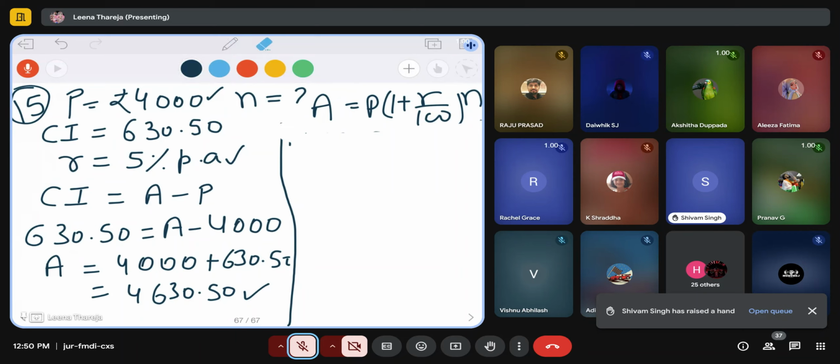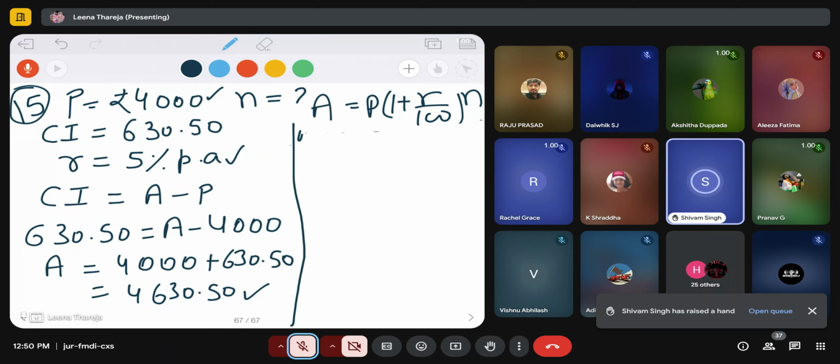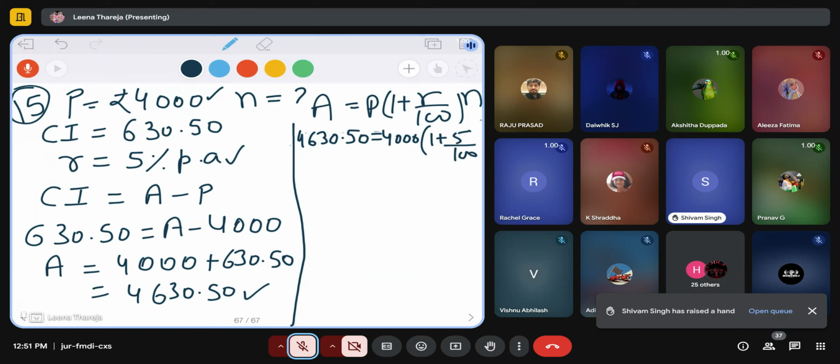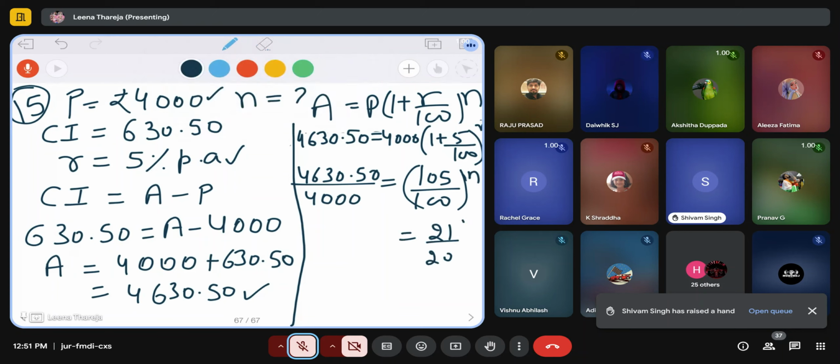Maximum they won't give you more than cubes, maximum 3 only they take. Now, when we cancel it out by 5, we get 9261 by 8000, which is 21 whole cube. That is equal to 4,000 into 1 plus 5 by 100 raised to power n. Here 4630.5 divided by 4,000 I can take down, and 105 by 100 will be 21 by 20, raised to power n as it is. 21 by 20 whole power n.